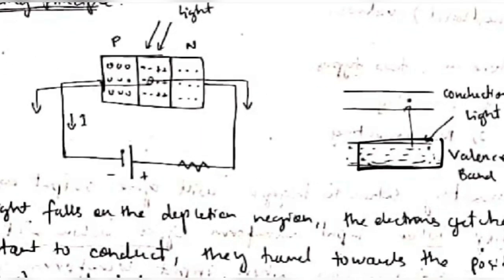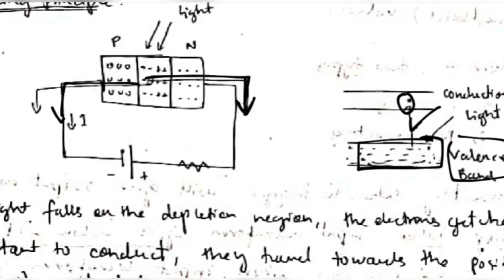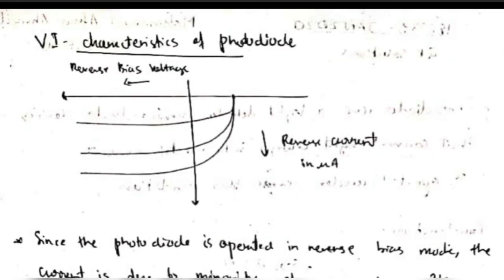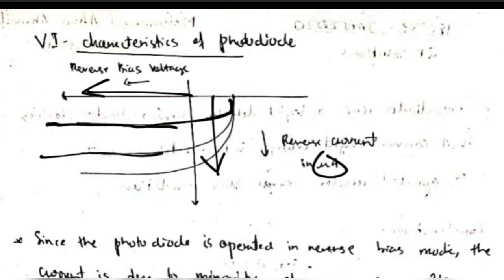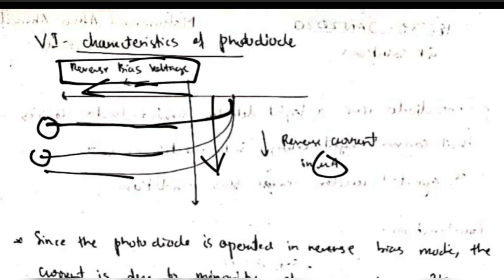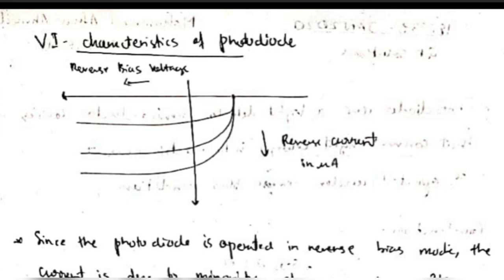The electrons are present in the valence band, and when light comes they get excited to the conduction band, and they start conducting current. In the VI characteristics, you have the reverse bias voltage here and the current here, and since it's due to minority charge carriers, the current is very low. It's in microamperes, and after a certain point the current remains constant. No matter how much the reverse bias voltage is increased, the current does not increase much. So that's the VI characteristics of a photodiode.